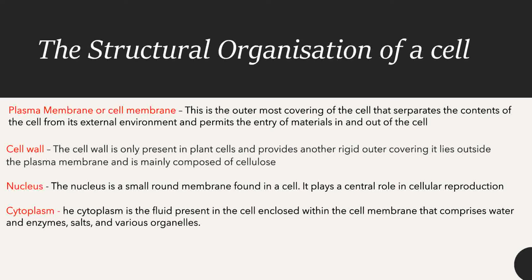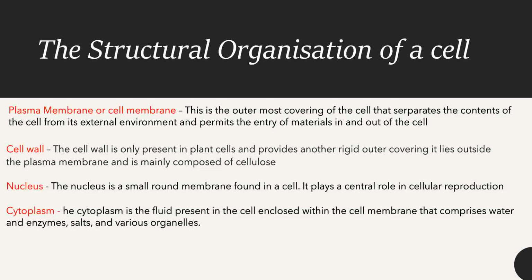The structural organization of a cell. The cell consists of various parts, the outermost covering being the plasma membrane or cell membrane. This is the outermost covering of the cell that separates the contents of the cell from its external environment and permits the entry of materials in and out of the cell.